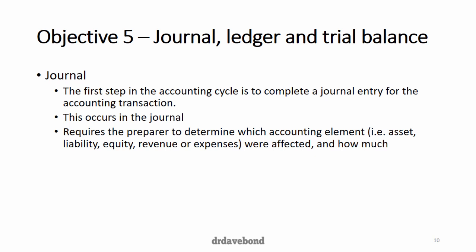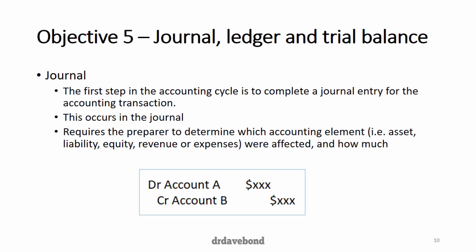To do this, we need to work out which accounting element, an asset, a liability, equity, revenue, or expense, is affected and how much. And ultimately, we debit at least one account and we credit at least one account a certain amount. Whether it's an asset or liability, equity, or whatever it happens to be, that's part of the process of working it out. And we're going to look at an example in a little bit about how we do this.